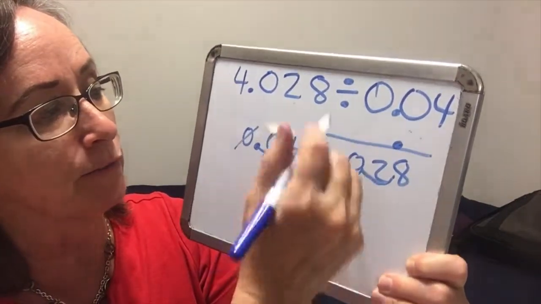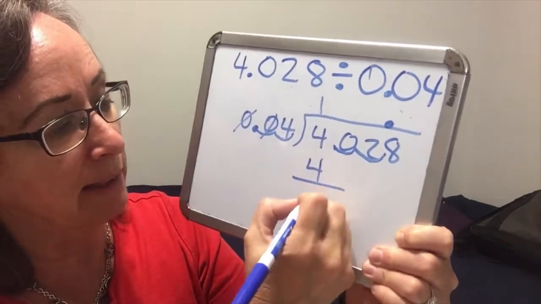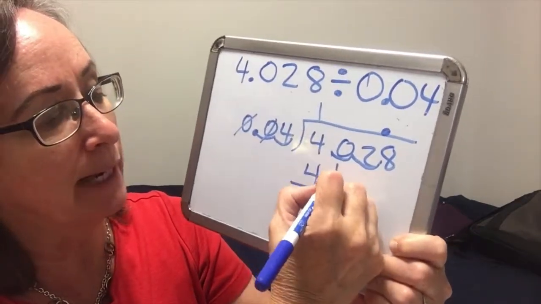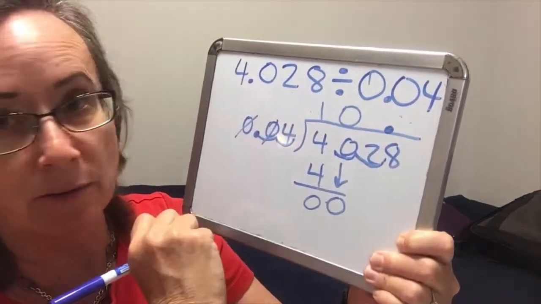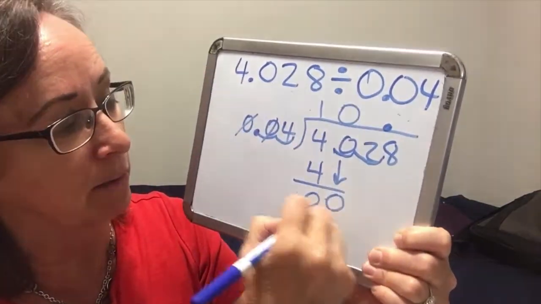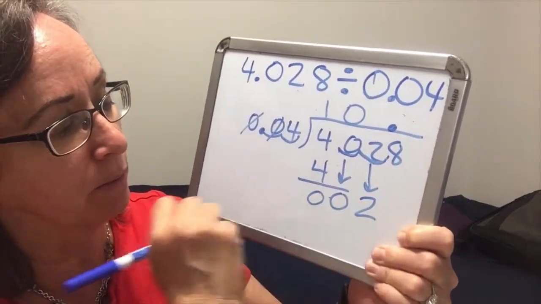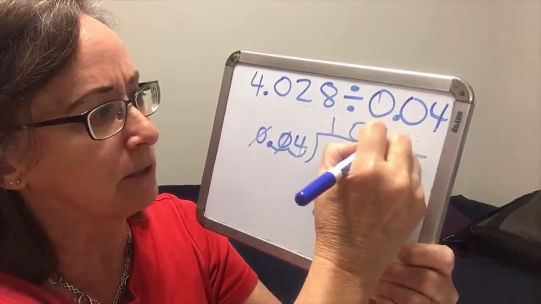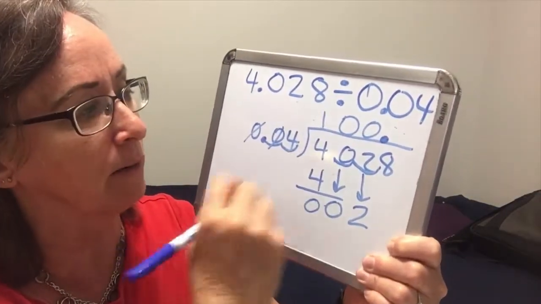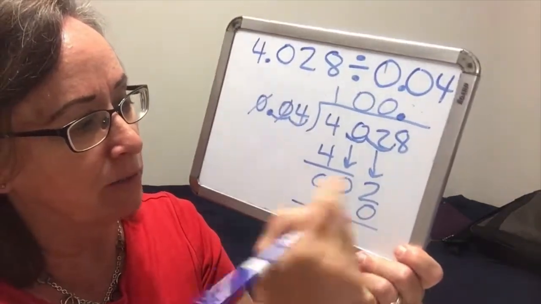So 4 goes into 4 one time. 1 times 4 is 4. We subtract and we get a 0. And we bring down a 0. So since we brought down a 0, we know a 0 is going to go there. 0 times 4 is 0. And then we're going to bring down the next one, a 2. Does 4 go into 2? No, it doesn't go into 2. So we're going to put another 0. And we've got a 0. So we're going to subtract and get another 2.